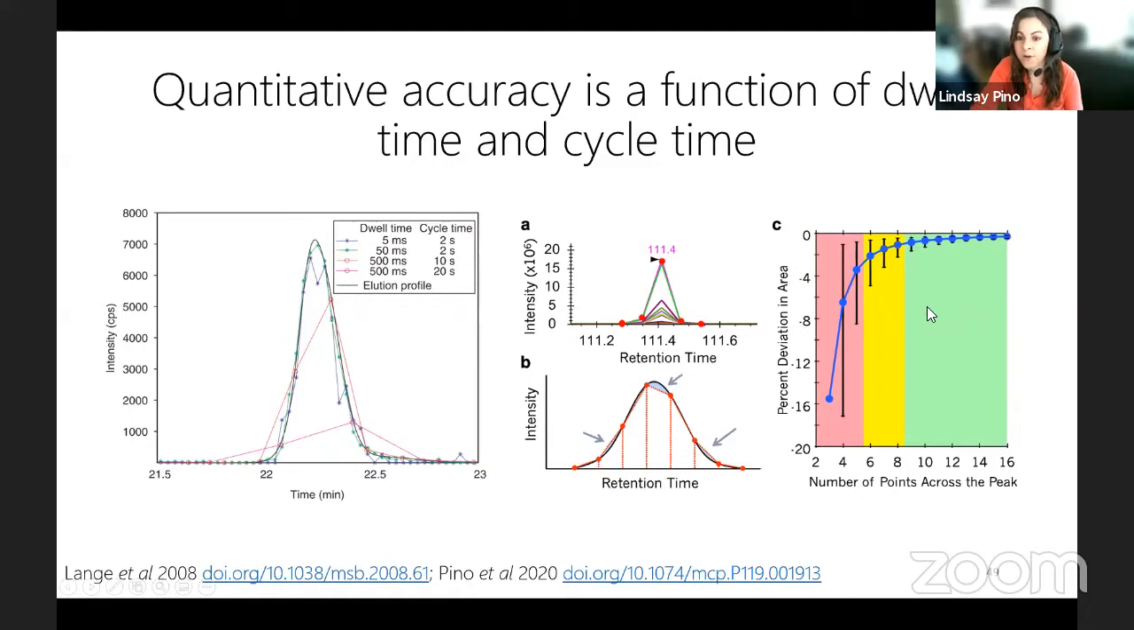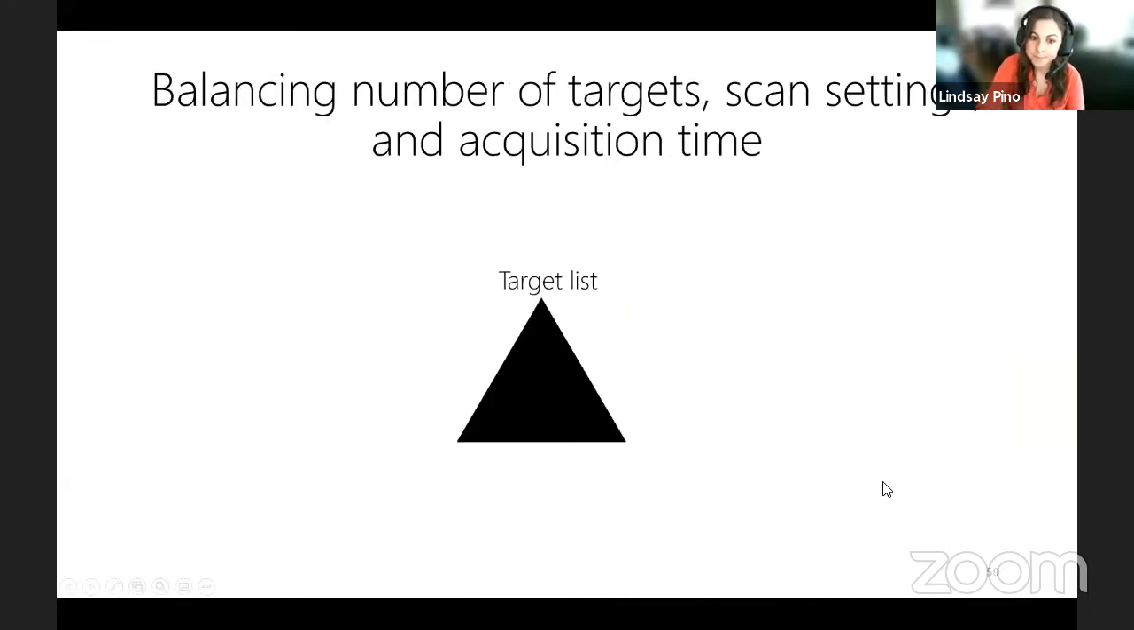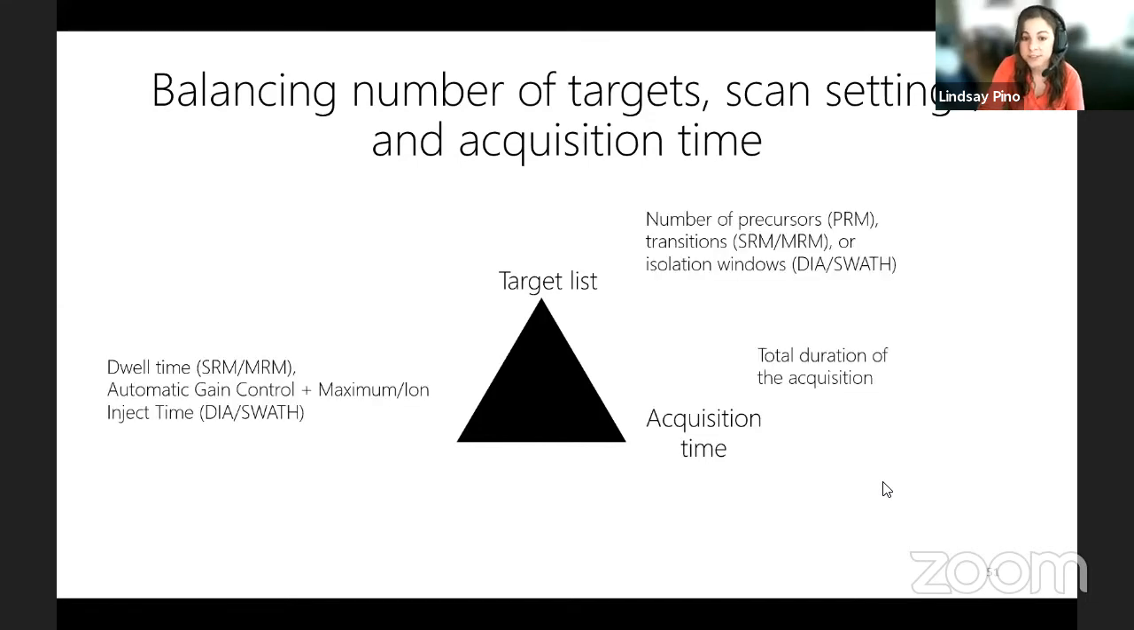Brian and I have worked out that the sweet spot for a lot of mass spectrometry experiments is somewhere between 6 and 8, ideally closer to 10 measurements across a chromatographic peak. These are experimental parameters that you can optimize to make sure you're getting the best description of your chromatographic peak. Some of these parameters are the target list, the scan settings, so the mass spectrometer settings, and the total acquisition time.